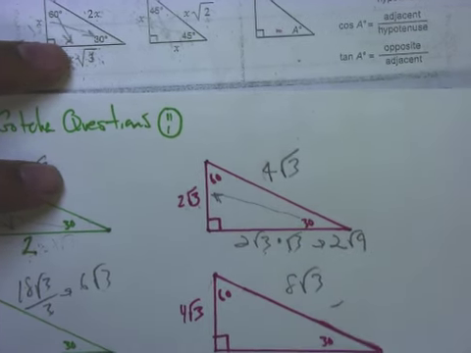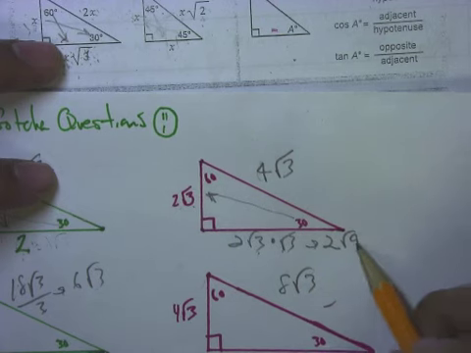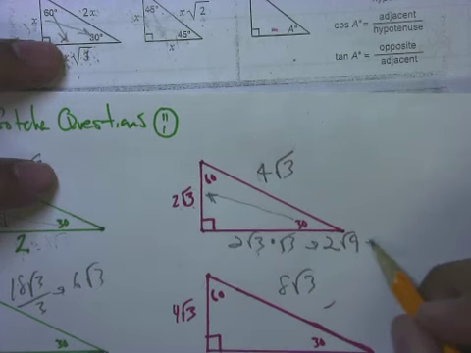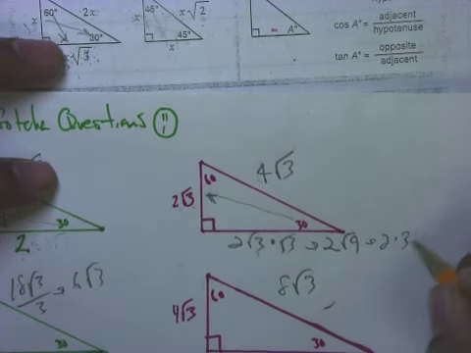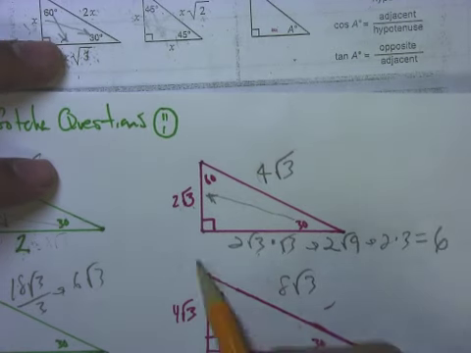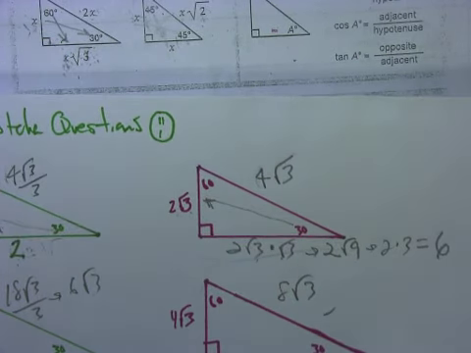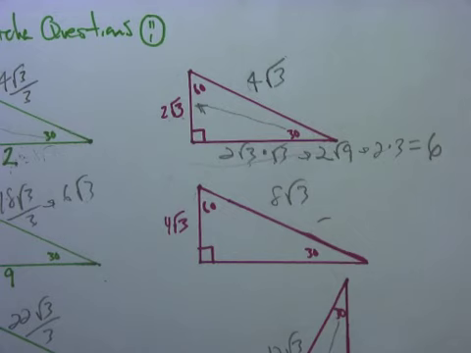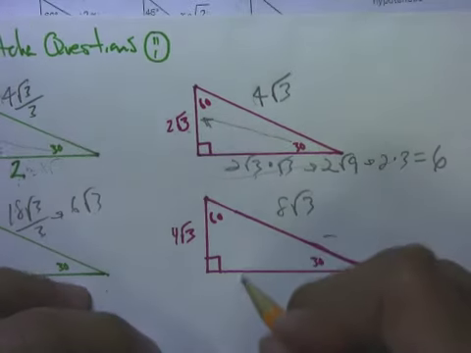Which is going to give me, well, let's take a look here. Square root of 3 times square root of 3 is going to be the square root of 9. So I'm going to have 2 times the square root of 9. I know that 9 is a perfect square, and that's going to be 3. So I'm going to get 2 times 3, and that's going to be equal to 6. So the long leg is going to be 6.